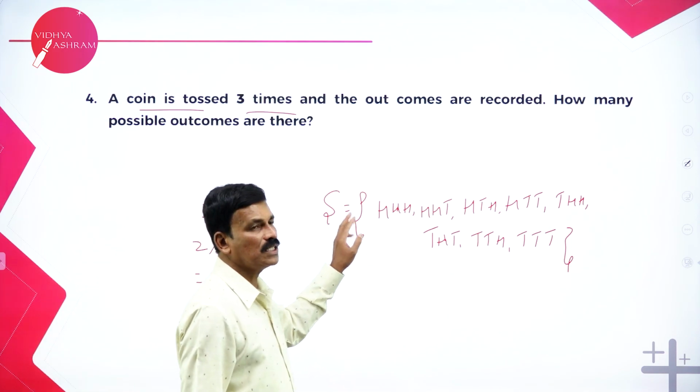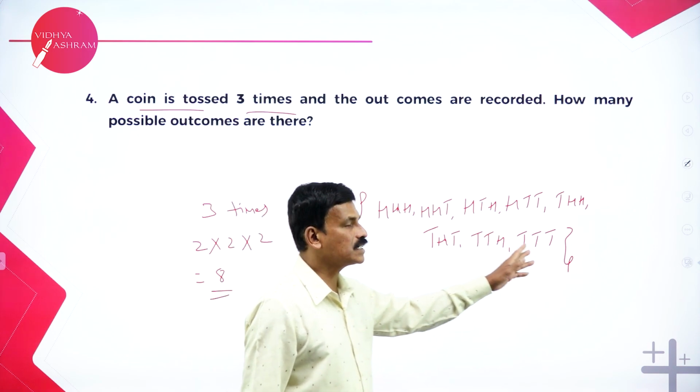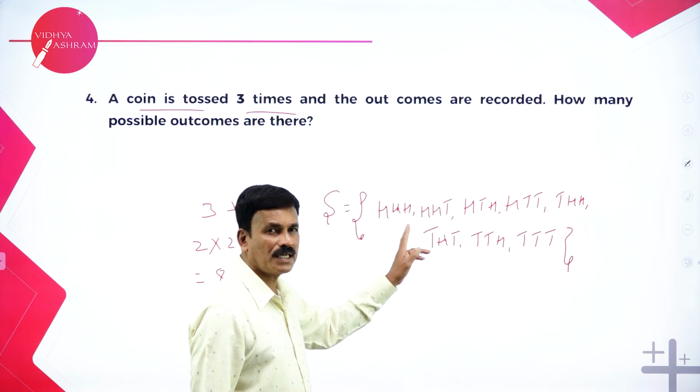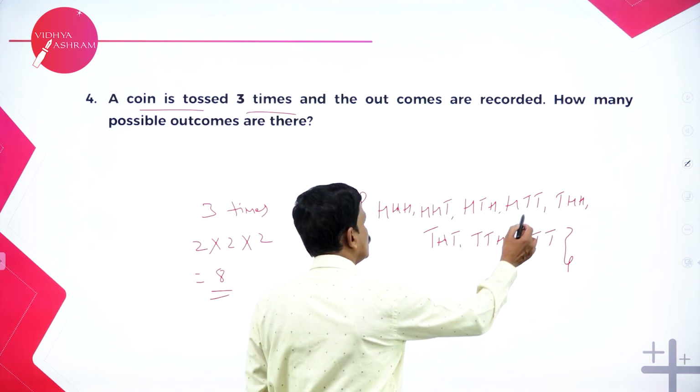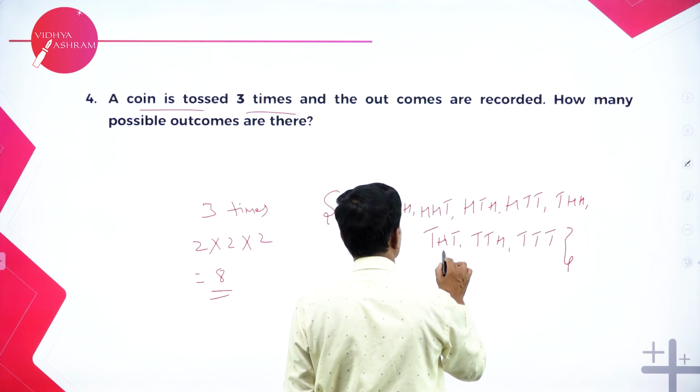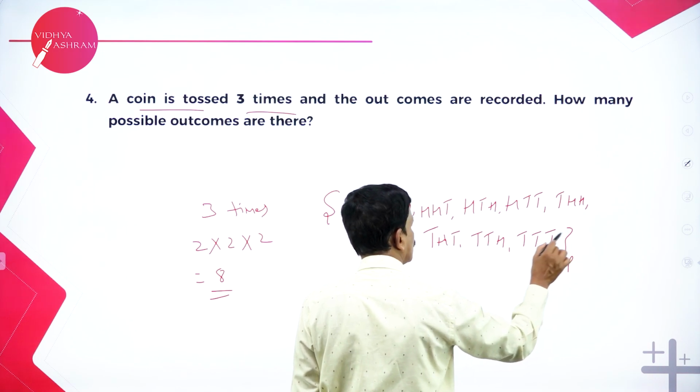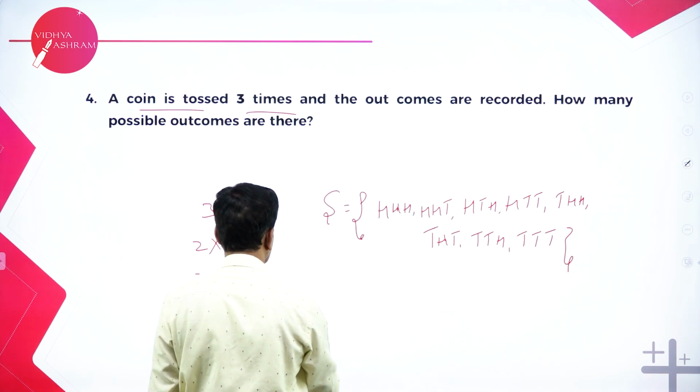So first three heads, last three tails. Then head, head, tail, head, tail, head, then head, tail, tail, tail, head, head, tail, head, tail, tail, tail, head, tail, tail, tail. So therefore these are the outcomes. You can also write it like this.